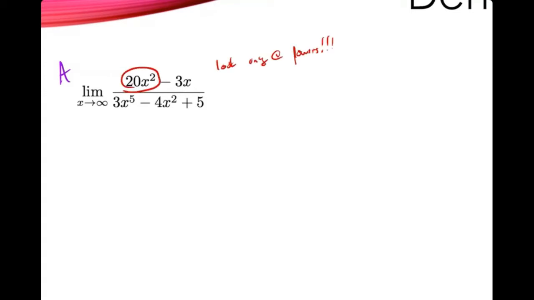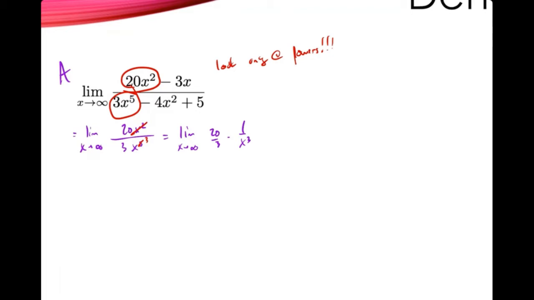The biggest power in the top is 20x squared. The biggest power in the bottom is 3x to the fifth. So this limit is equal to the limit as x goes to infinity of 20x squared over 3x to the fifth. Let's do some cancellation. The limit as x goes to infinity of 20 over 3 times 1 over x cubed.